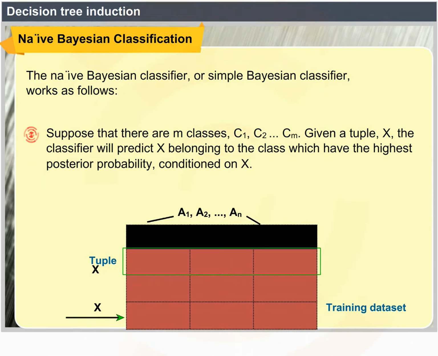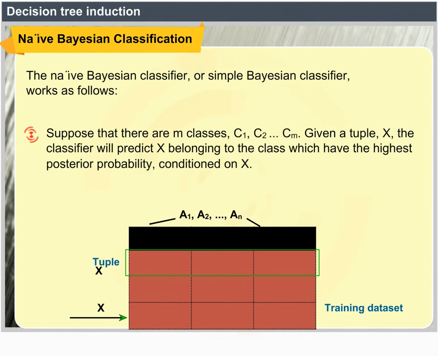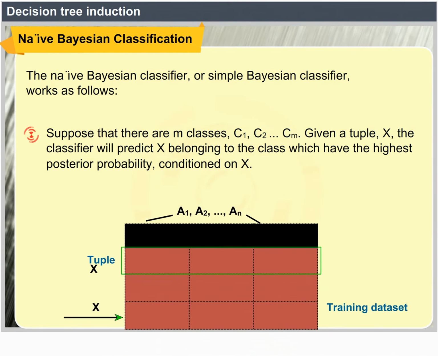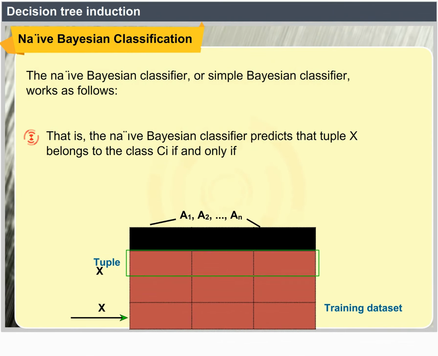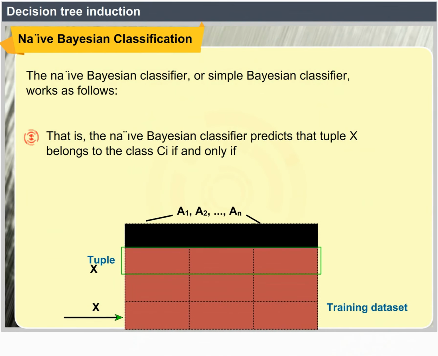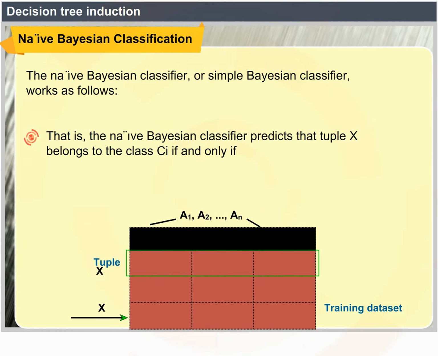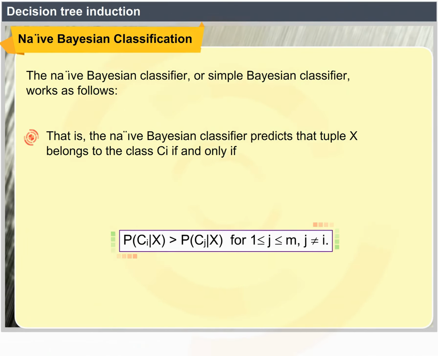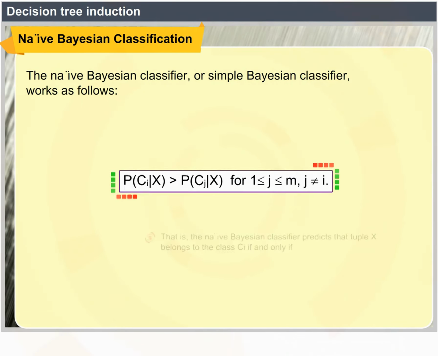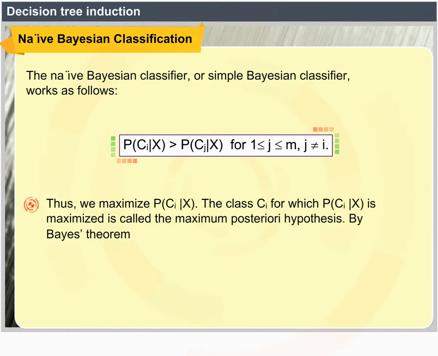Given a tuple X, the classifier will predict that X belongs to the class having the highest posterior probability, conditioned on X. That is, the naive Bayesian classifier predicts that tuple X belongs to the class Ci if and only if P(Ci|X) is greater than P(Cj|X) for 1 ≤ j ≤ m, j not equal to i. Thus we maximize P(Ci|X). The class Ci for which P(Ci|X) is maximized is called the maximum posteriori hypothesis.